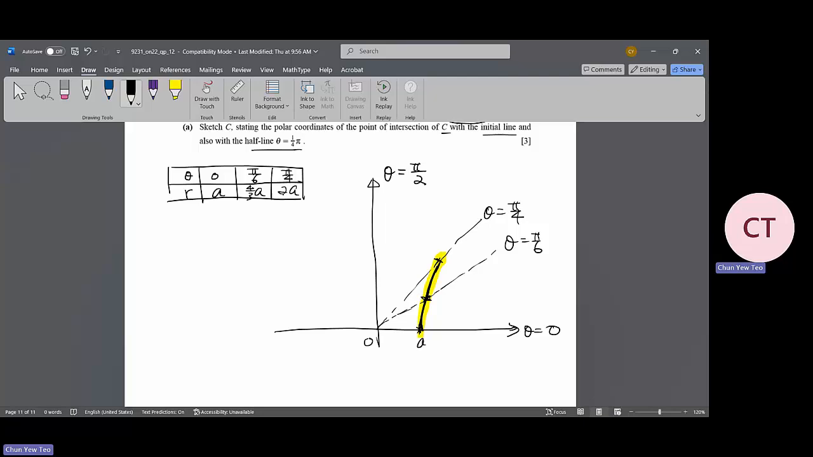So done. They want us to find the points of intersection. So the points of intersection will be (r, theta) and (r, theta). Okay, so these are the 2 points that we are looking for, the intersections with the initial line and also the half line theta equals pi over 4. So this will be the answer for part A.